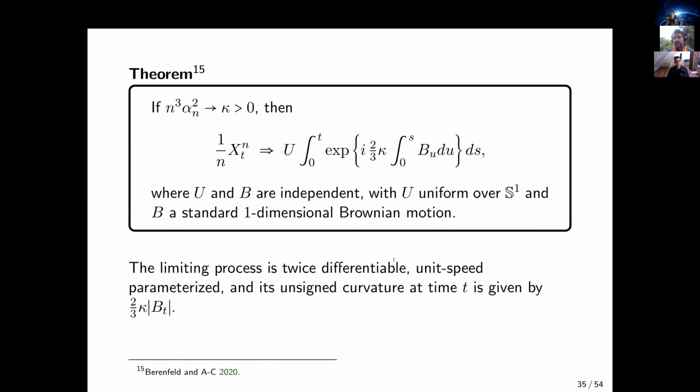It is twice differentiable, in fact continuously differentiable. It's actually a bit smoother than that even. And it's already, as represented here, unit speed parameterized, and its curvature at time t is bounded, actually given by this quantity here, 2/3 kappa times the absolute value of b t. So let me just say a few things. Here x t is the polygonal line we talked about before. That's our discrete process. And then the process it converges to has two random components. So u, which is uniform at random on the unit circle. And independently, we have a Brownian motion in dimension one. This i here is the complex i, i squared is equal to minus one.